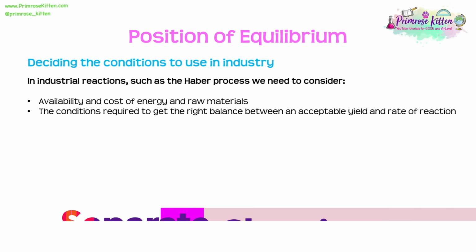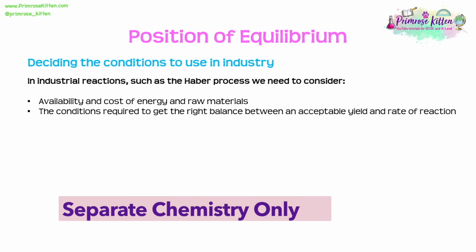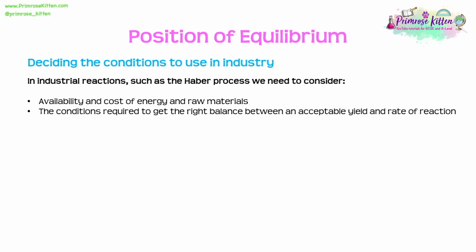Now, in industry, we have to think of a lot of factors when deciding what conditions to use. We need to think about the cost of energy and the availability of raw materials. We need to have a think about the conditions that are needed to get that right balance between getting a good yield, also having a good rate of reaction. Now, this is really important because it might seem obvious that we want to get the highest yield. However, we don't want to get that highest yield if it's going to be so slow it takes thousands of years to get that maximum yield. We need to weigh this up.